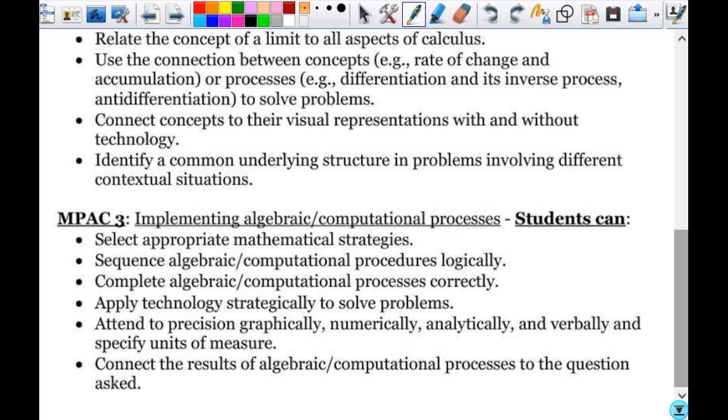But sequence algebraic computational procedures logically. Complete algebraic computational processes correctly. Like, these two things here basically mean you've got to be able to do algebra. The algebra is what's going to kick your butt in this class and in calculus as well if you don't have super strong skills. Apply technology, okay, kind of referring to the calculator mostly, strategically to solve problems, not just to add and subtract, but when it's required, because you don't get it all the time in calculus either. Attend to precision, being exact and saying what you really mean, and being exact with your numbers and stuff, and not just, well, you know what I meant, that was kind of close, that sort of thing.